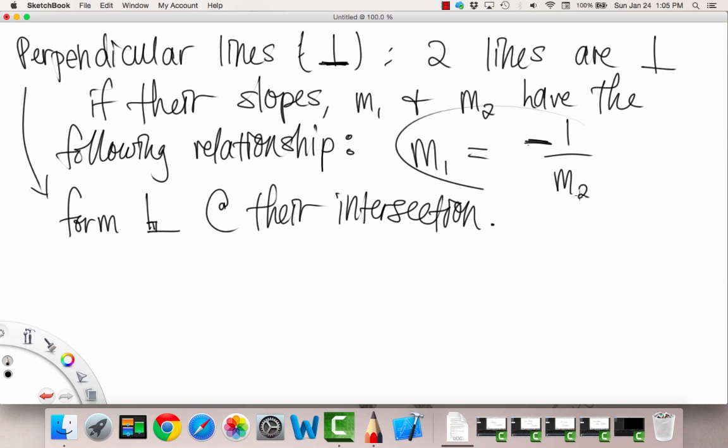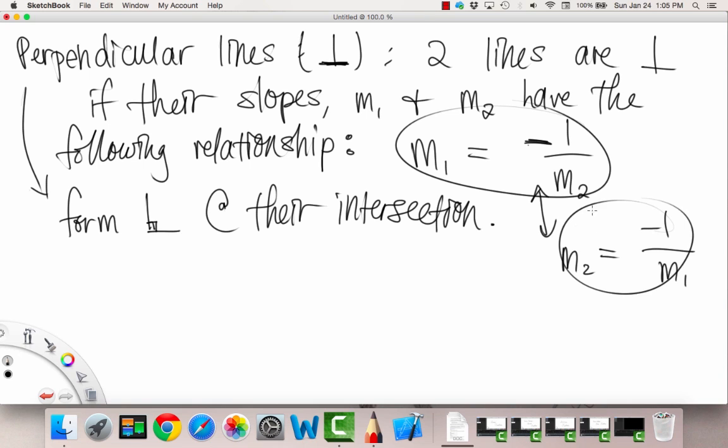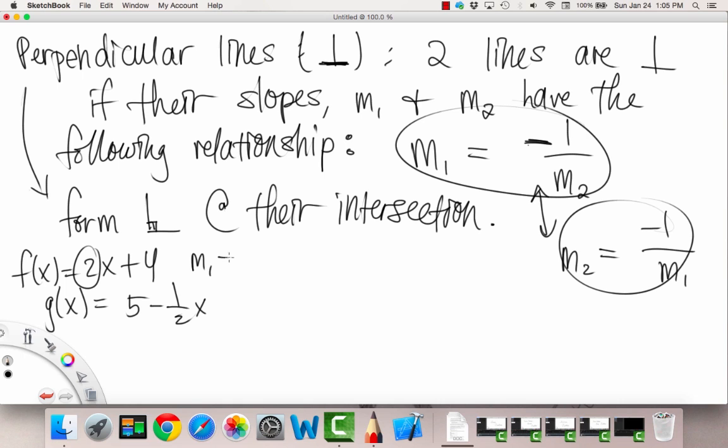Alright, so an example of this would look like the following. We could have this equation, which is the same as saying m sub 2 is equal to negative 1 over m sub 1 as well. That's the same thing. They're negative reciprocals of each other. So let's see an example. Let's say we have f of x is equal to our same 2x plus 4. But this time, g of x is equal to 5 minus 1 over 2x. So see here how m sub 1, the first slope, is equal to 2, and the second slope is equal to negative 1 over 2, which is the same thing as saying negative 1 over m sub 1. So see how that's the negative reciprocal, right?